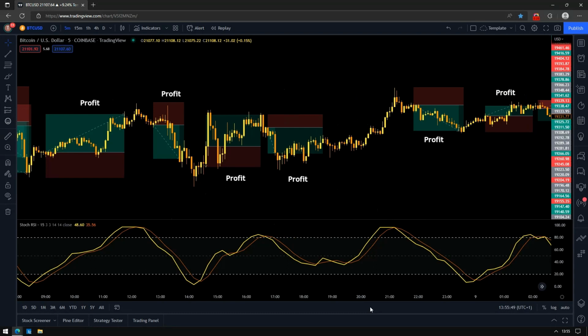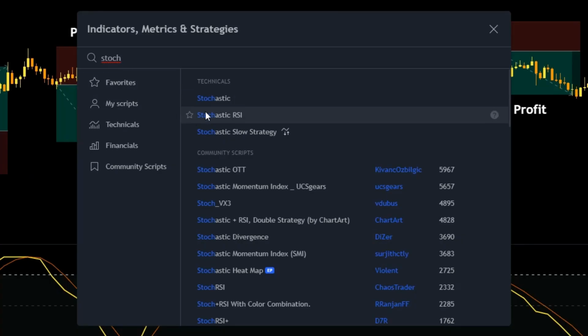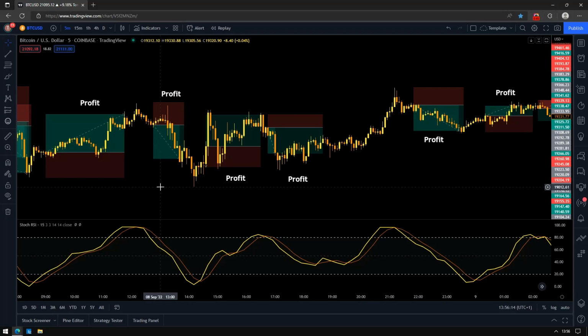Now we all know what the stochastic RSI is. If you don't, I'll show you how to add it to your chart. You go to indicators up here, you'll type in stochastic RSI and it's this one here. There is a certain setting I've changed that I'm going to show you soon that changed the win rate dramatically, and this is just with using this single indicator. So imagine if you had other powerful indicators to add to it, the win rate would be even higher.